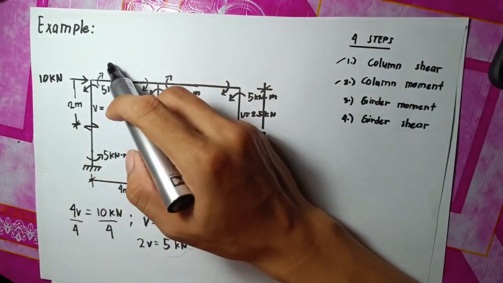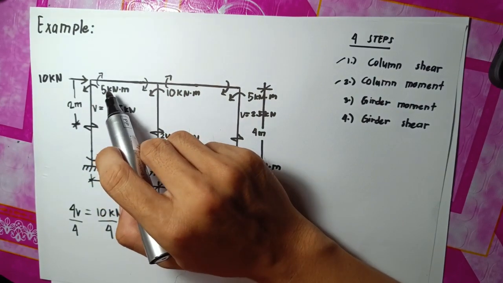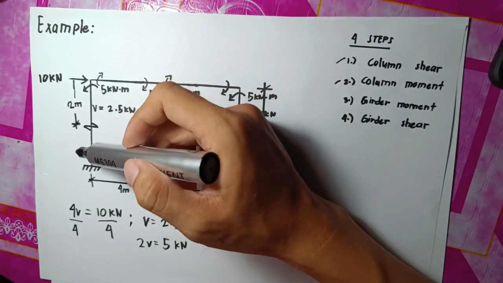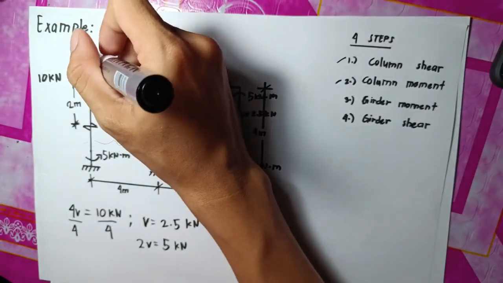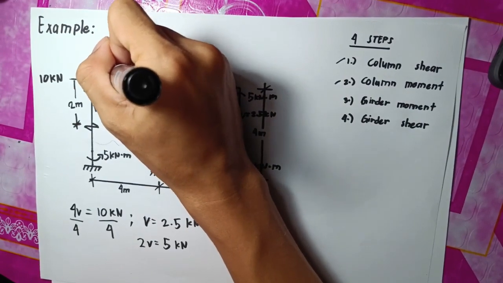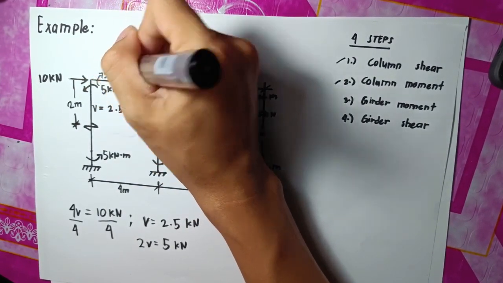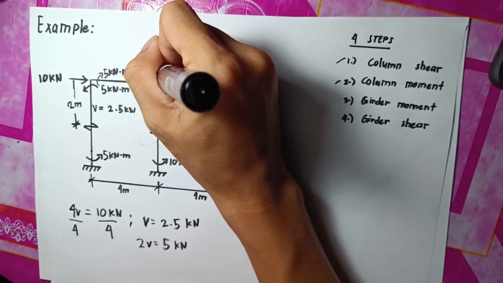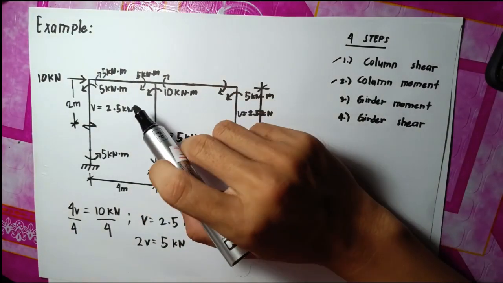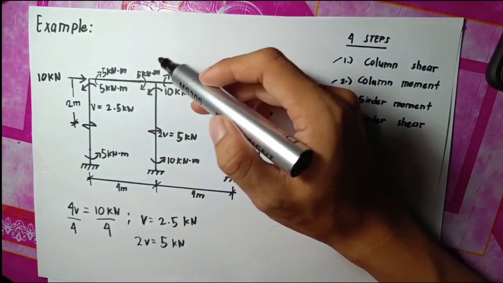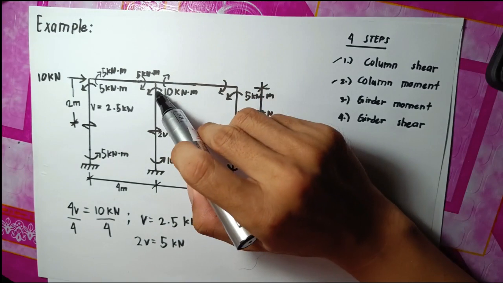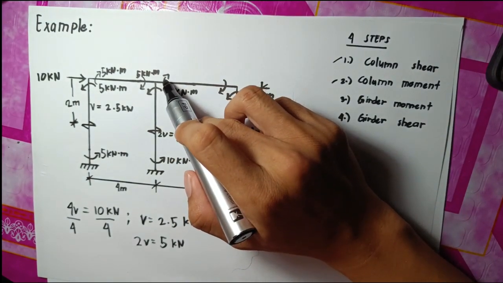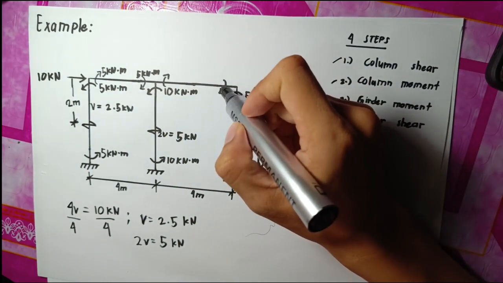So here, we must simply copy the value in the vertical column. So 5 kN meter. 5 kN meter. So after we're done here, we must know how to get the value in here in the next moment of the beam.